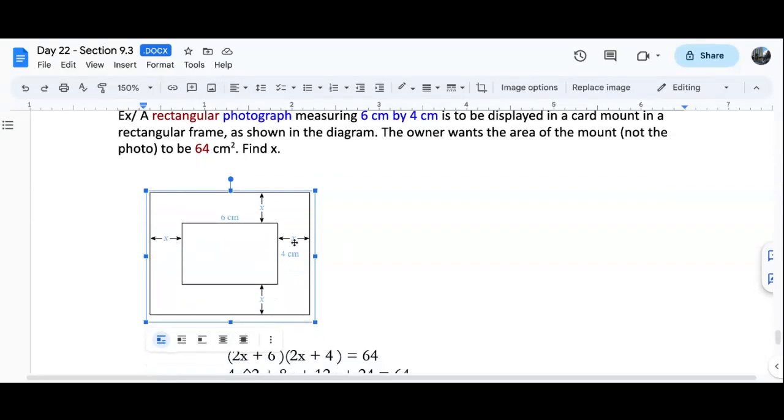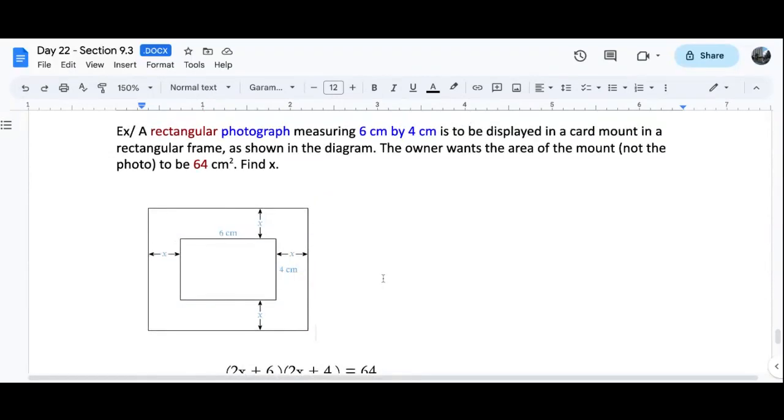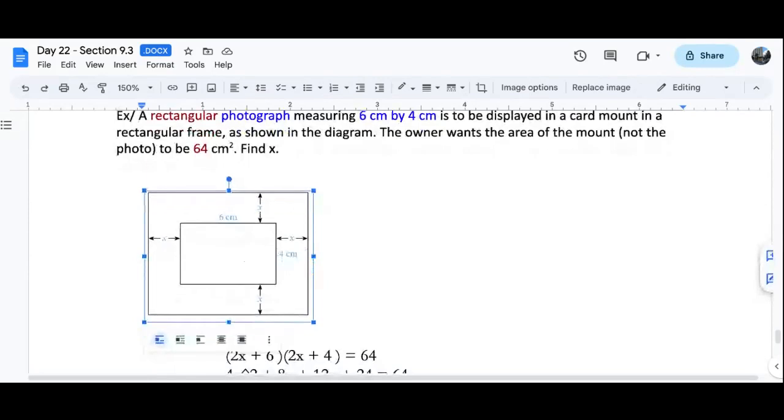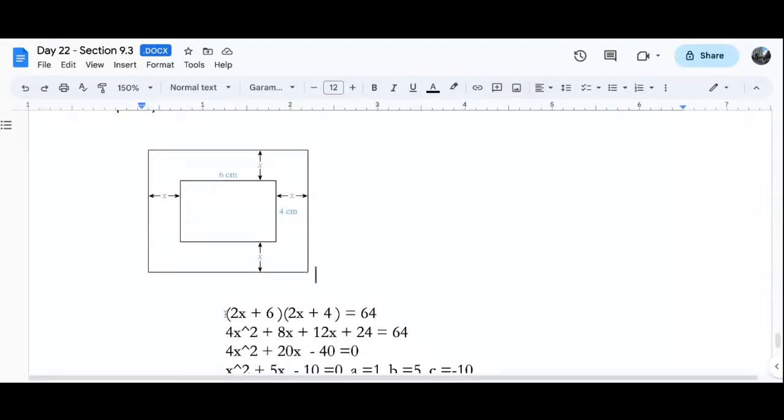So what do we want to do? We want to find x. What's x? See the x in the picture? That's the x. Okay, first, let's figure out the width. The width equals x plus x, plus this 6. So x plus x is 2x. 2x plus 6. That's the width. About the length, x plus 4.